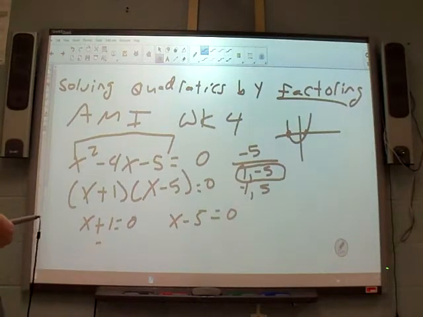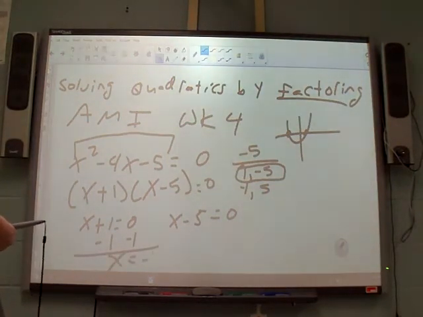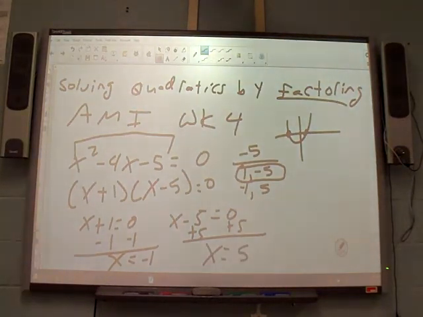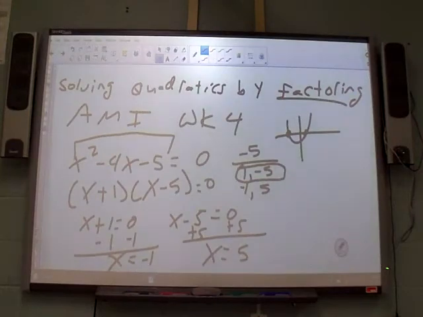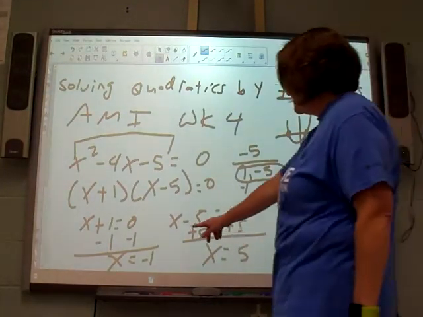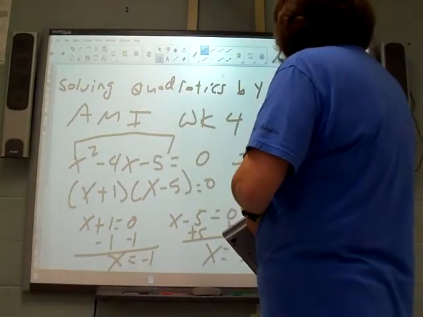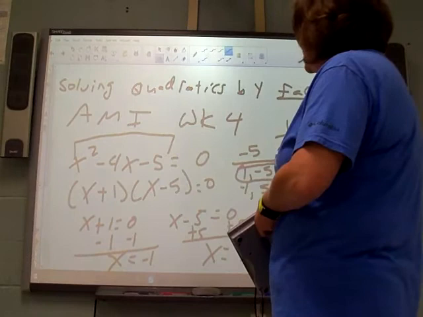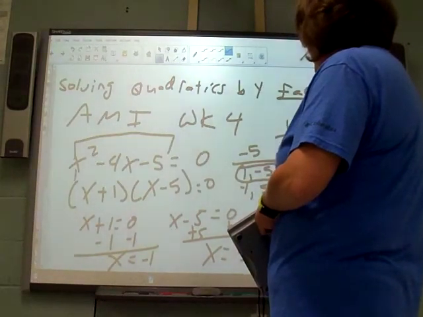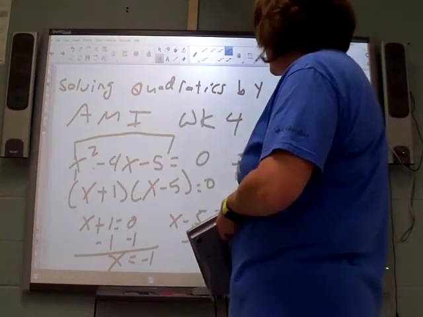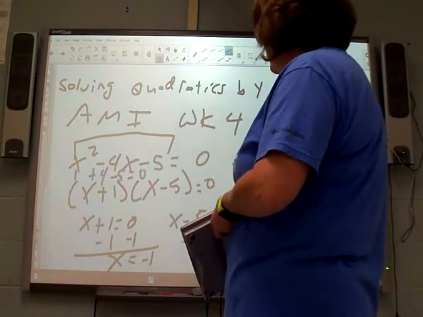and then solve them. So I've got those two possible solutions, x equals negative 1 and x equals 5. Now what you have to do every time is go back and check them to see if they work. So I'm going to take negative 1 back here. Negative 1 squared is a positive 1. Negative 4 times negative 1 makes a plus 4. Minus 5. Does that equal 0?